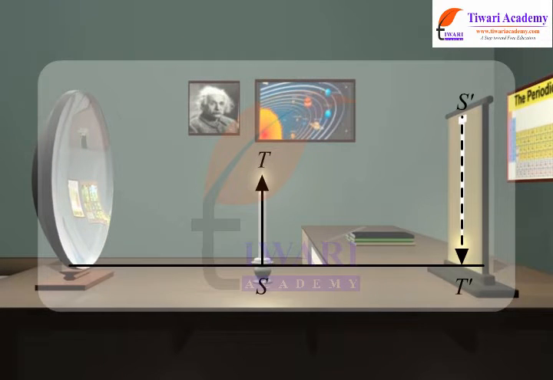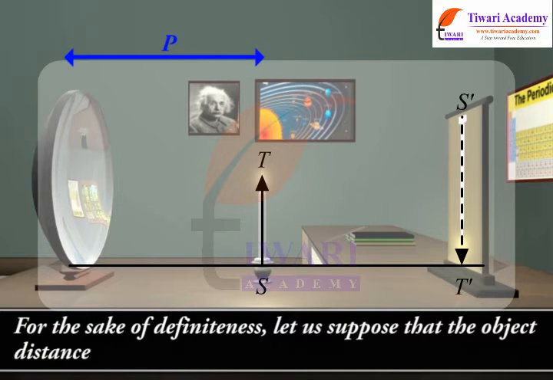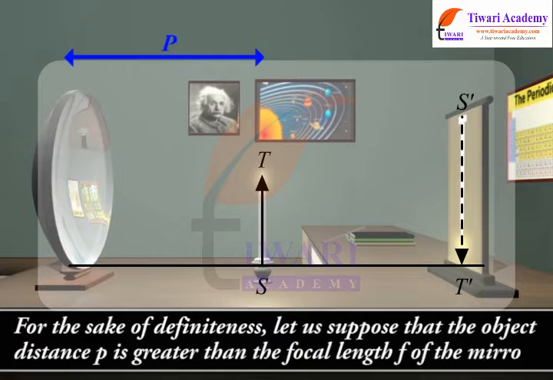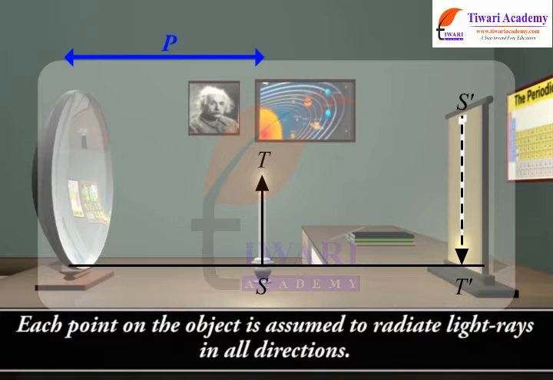Consider an object ST which is placed at a distance P from a concave spherical mirror. For the sake of definiteness, let us suppose that the object distance P is greater than the focal length F of the mirror. Each point on the object is assumed to radiate light rays in all directions.